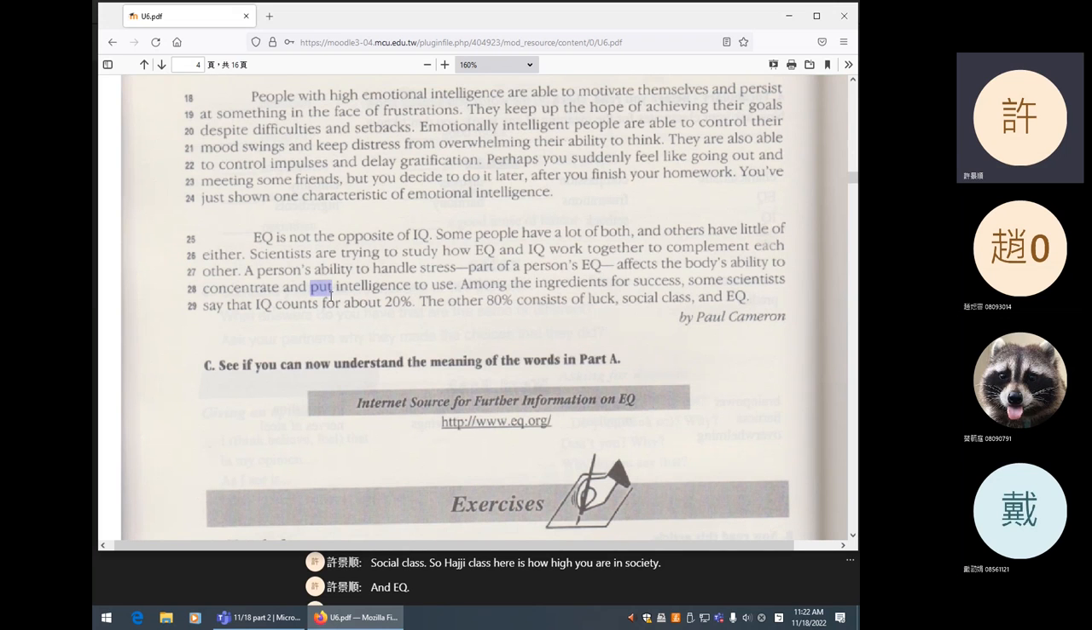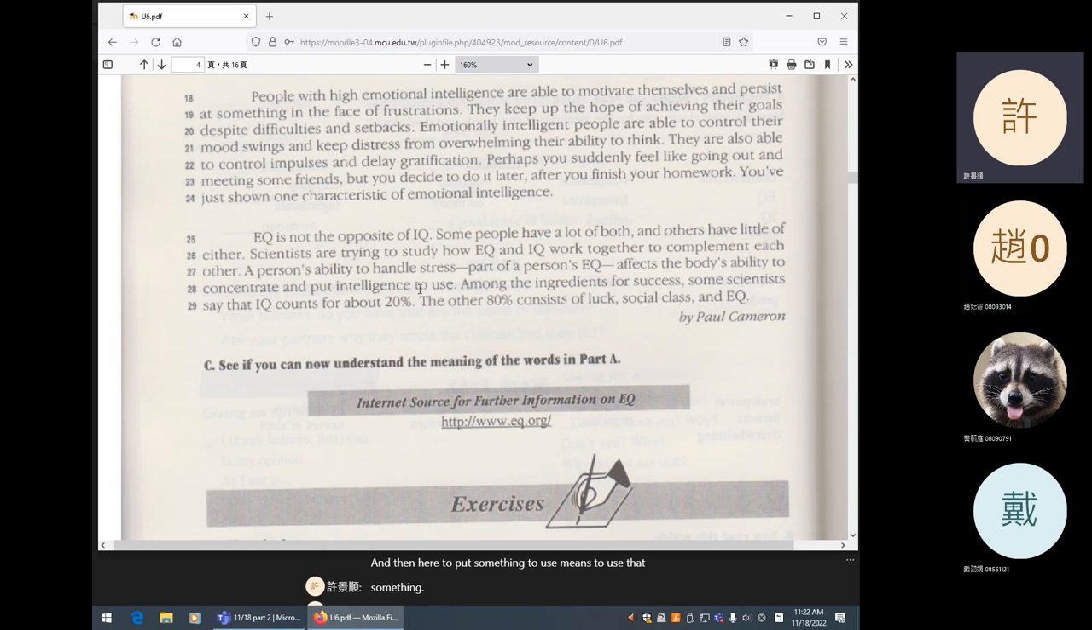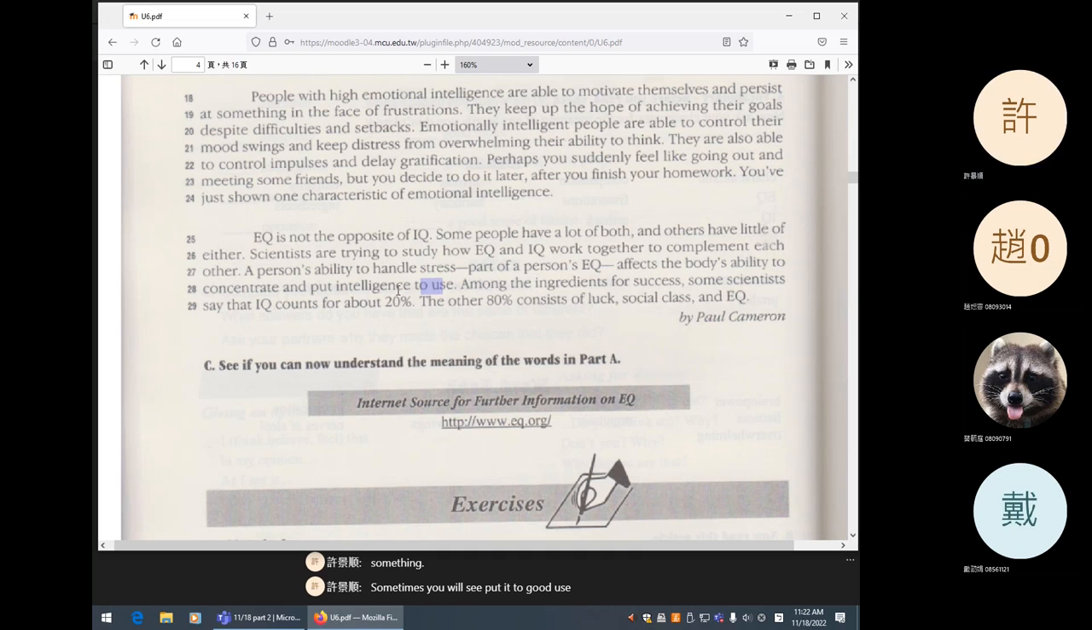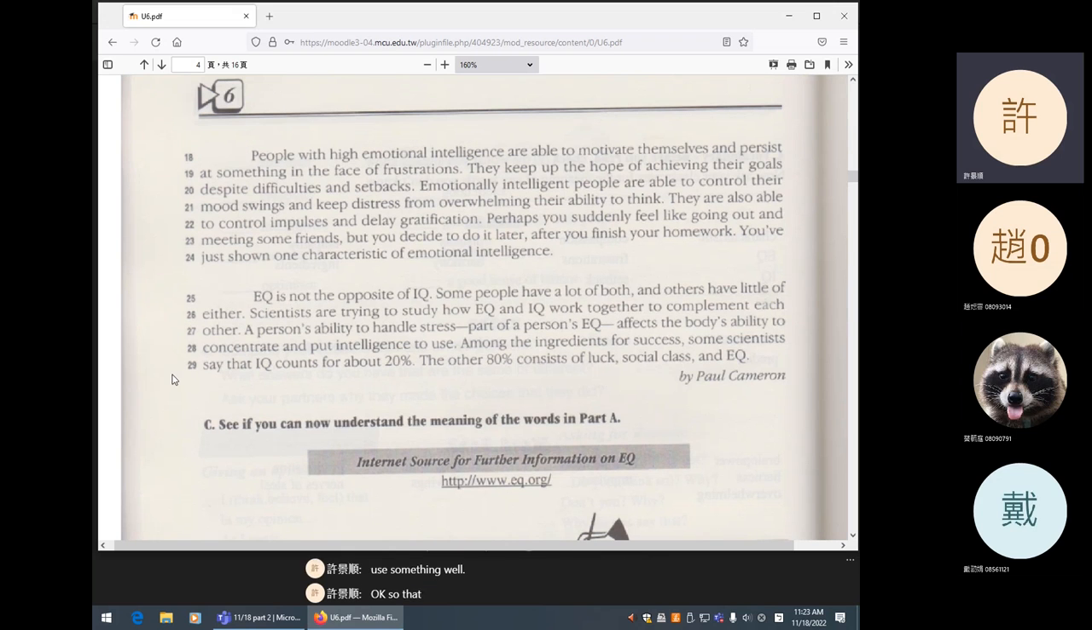And then here, to put something to use means to use that something. Sometimes you will see put it to good use, which means to use something well. Okay, so that is the details of language. Do you have questions?